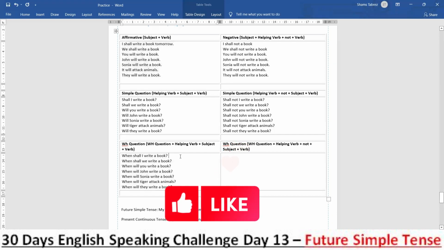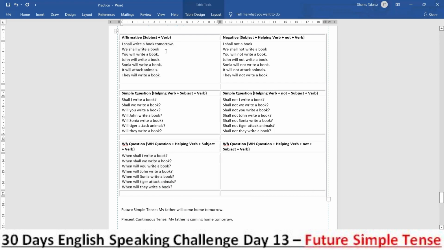Yes, next. When shall we write a book? We shall write a book tonight. Yes, perfect. You can add tonight. When will you write a book? I will write a book tomorrow. Or you can say day after tomorrow. Yes. When will John write a book? John shall write a book after 8 p.m.